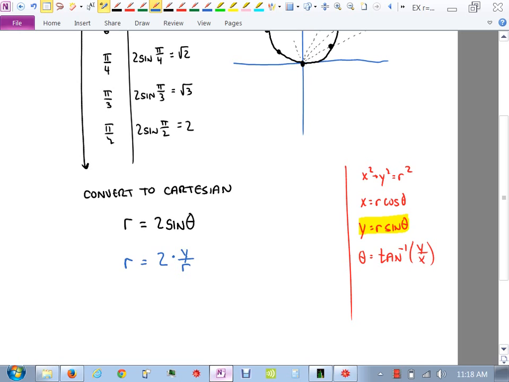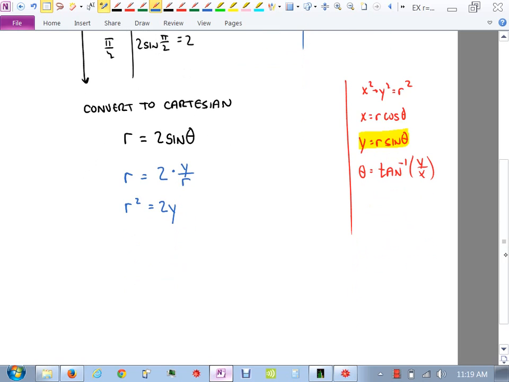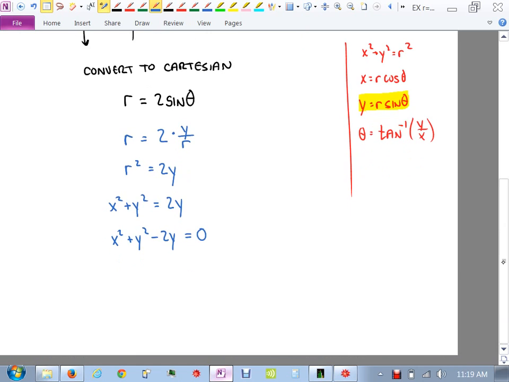So can't I rewrite this equation as r equals 2 times y over r? And now can't I multiply both sides by r? r squared equals 2y. But what is r squared? x squared plus y squared equals 2y. Don't I have an equation now that has x's and y's in it? No more r's, no more thetas? Okay. x squared plus y squared minus 2y equals 0 is also that same equation.